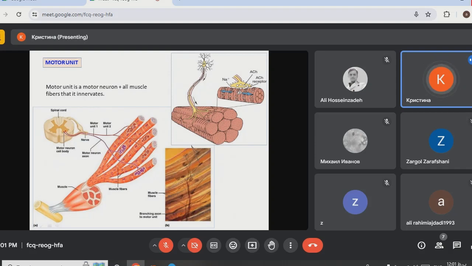So one motor neuron, whose cell body is located inside the spinal cord, and all the muscle fibers that the branches of its axon innervate, all of this will be called motor unit. These are motor plates. Motor plates are the site of contact between the end of axon and muscle fiber. So here it is. It's the area from which acetylcholine exits and acts upon receptors of the membrane of the muscle fiber to launch the contraction.